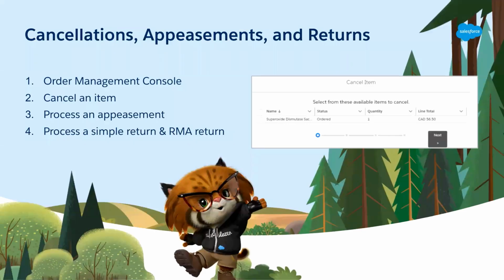So let's go and look at that in action in the order management app. I'm now going to present a series of demos that'll show you how to navigate the order management console, how to cancel an item from an order, how to process an appeasement for an order, otherwise known as a discount, and how to process a simple return and an RMA return. Let's take a look.